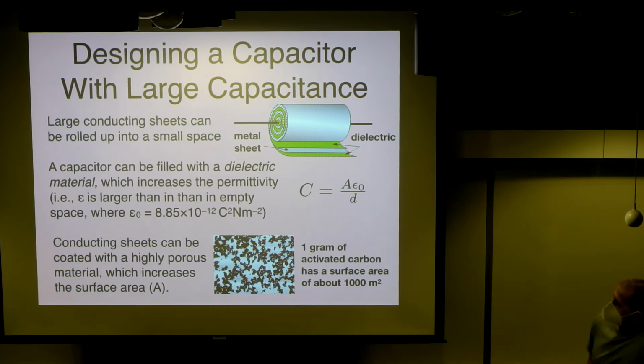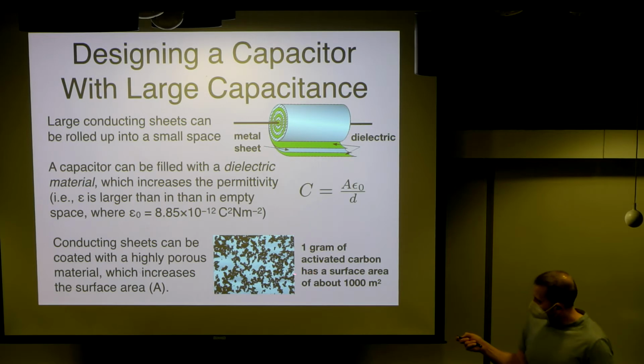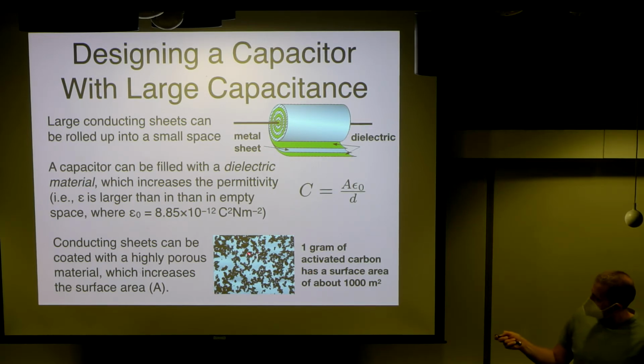And then the last thing is, sometimes the sheets themselves can be covered with special materials that are highly porous, and basically those can help you increase the area too. So, for example, this is a material called activated carbon, and even if you just have 1 gram of this stuff, okay, because it's so porous, it has a surface area of about 1,000 square meters, okay? So all of these things can help you up the capacitance. So of course you can easily reach 1 farad if you just design it the right way. Okay? So any questions so far?